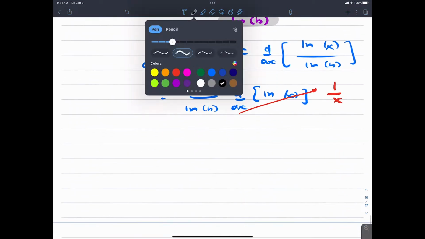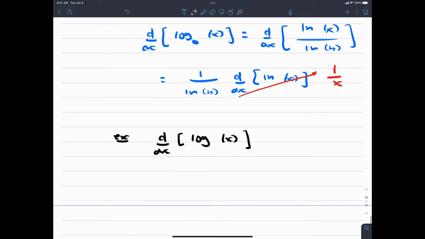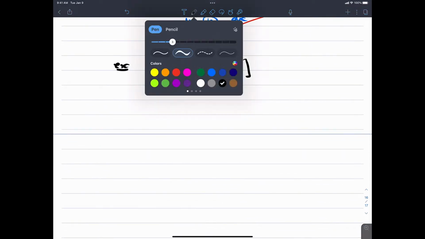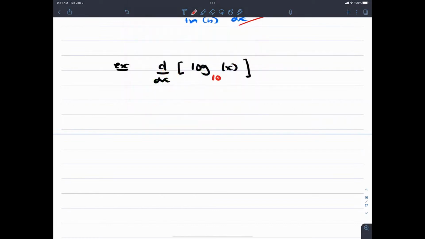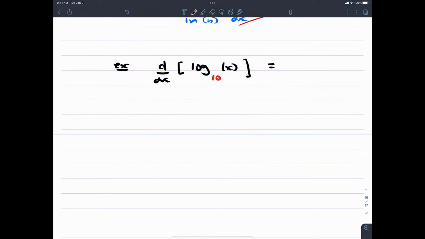And that's like the derivative of any natural log. So for example, a very simple example would be if they said, can you differentiate just log of x? Very simple question. So what is the base here? Do you guys know? 10. So you say, is that going to be 1 over the natural log of 10 times x? And the answer is yes.